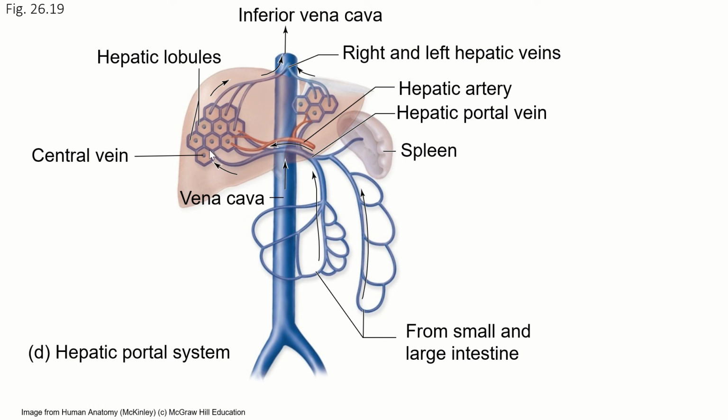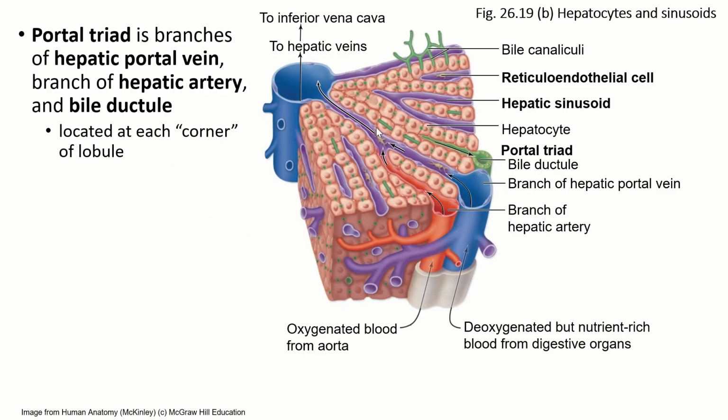That blood goes across the lobule, exits through the central vein, and then the central veins join together to create hepatic veins, and the right and left hepatic veins then take the blood to the inferior vena cava. So that should all be review except the part about the lobules. Okay, so the portal triad is these three here. And they are going to be located at each of the 6 corners of the lobule.